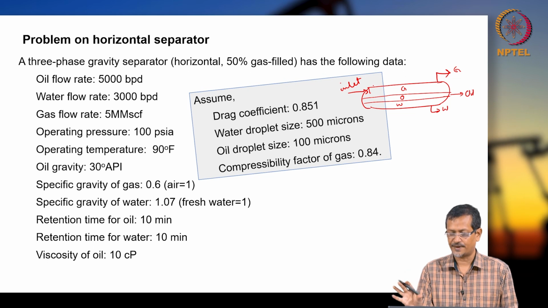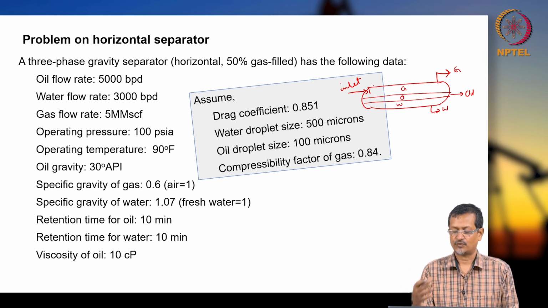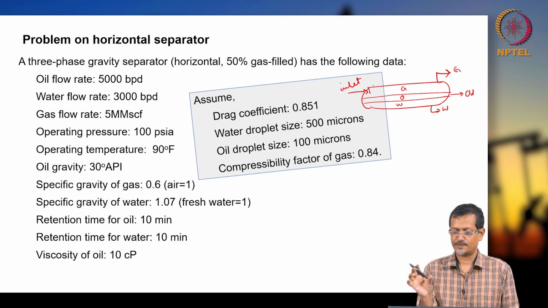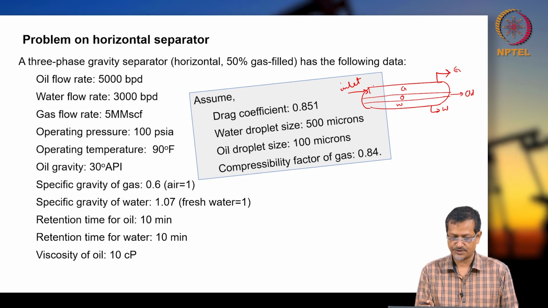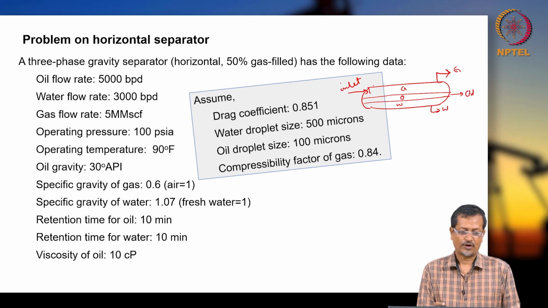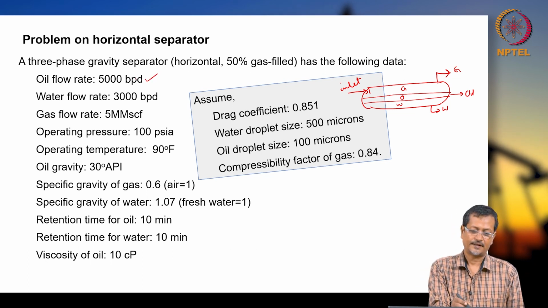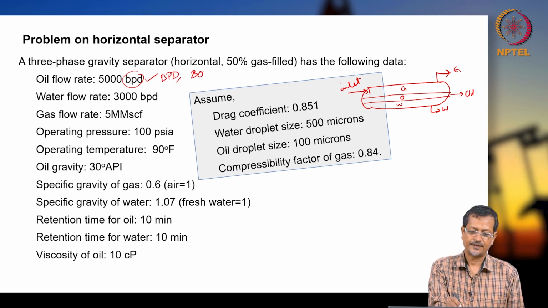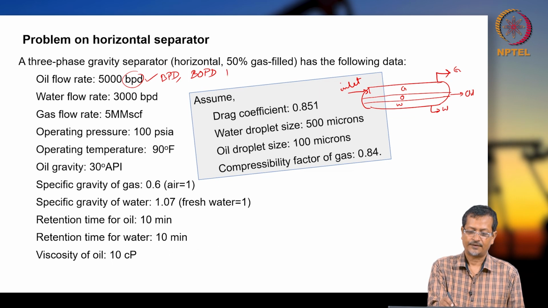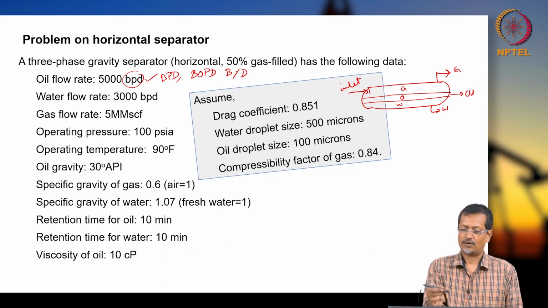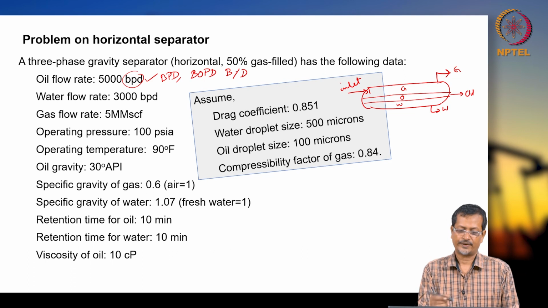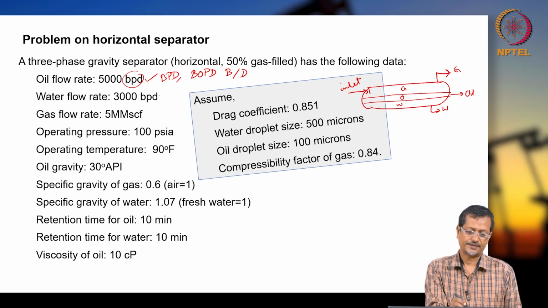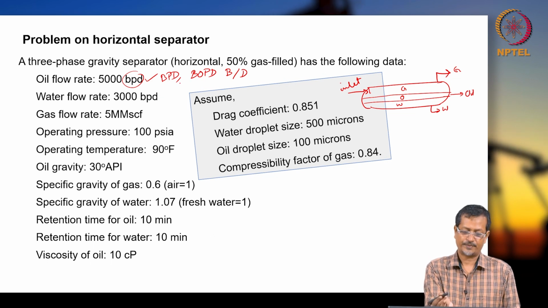It is a simple separator, and we have to calculate the approximate size for diameter, approximate length, seam to seam length, and effective length of separation. We are assuming oil flow rate 5000 barrel per day. This unit you can write as BPD, BOPD, or B per D, or barrel per day in full form. Capital letter or small letter, you can write either. Water flow rate 3000 barrel per day, or BWPD also you can write.